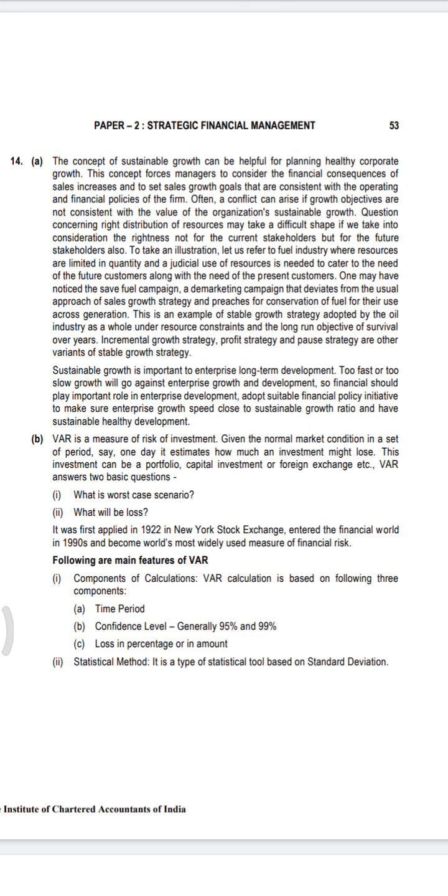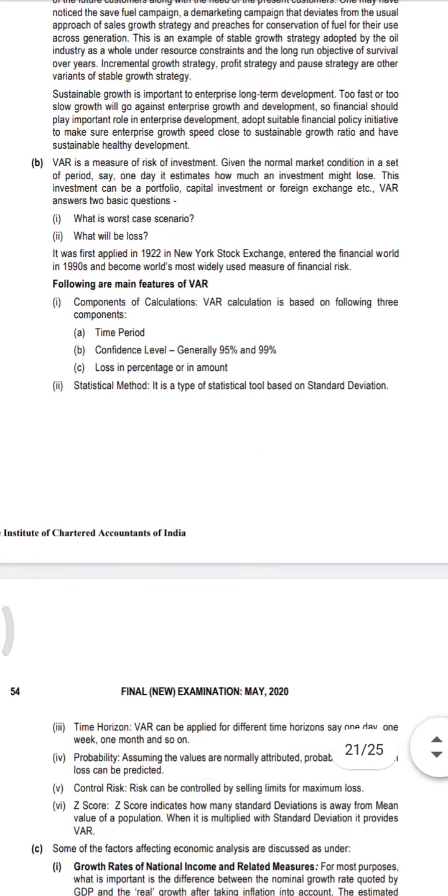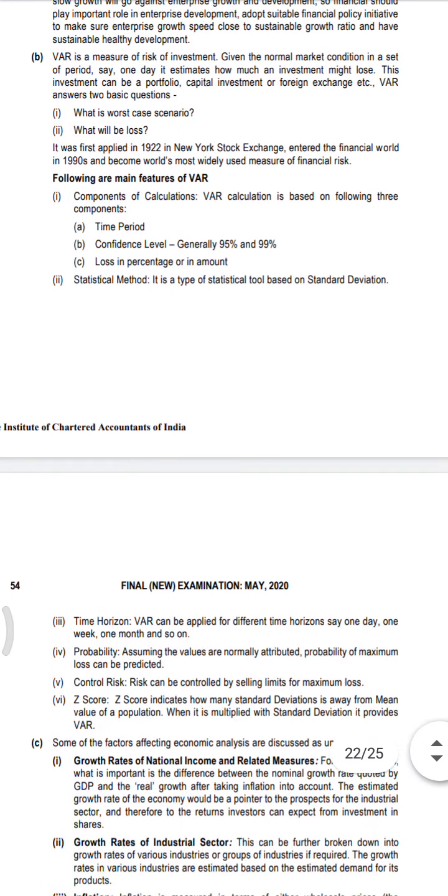What is value at risk? Identify its main features. VaR is a measure of the risk of investment. Given normal market conditions in a set period, say one day, it estimates how much an investment might lose. This investment can be a portfolio, capital investment, or foreign exchange, etc.